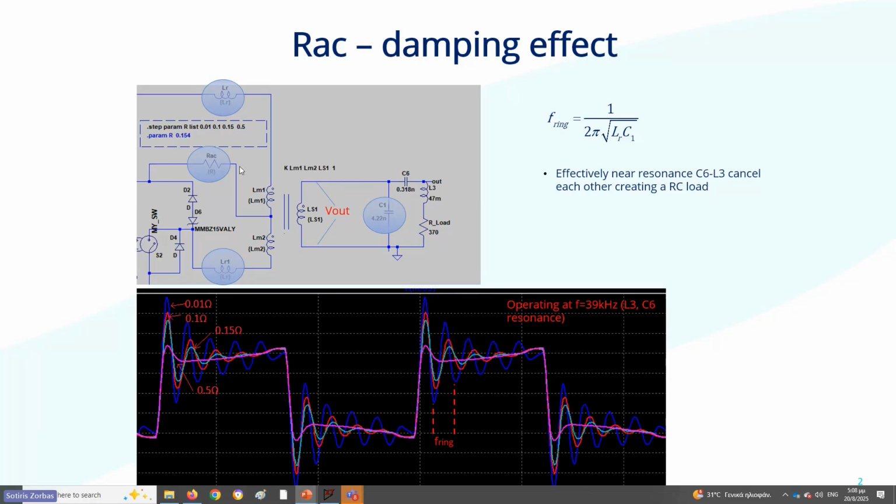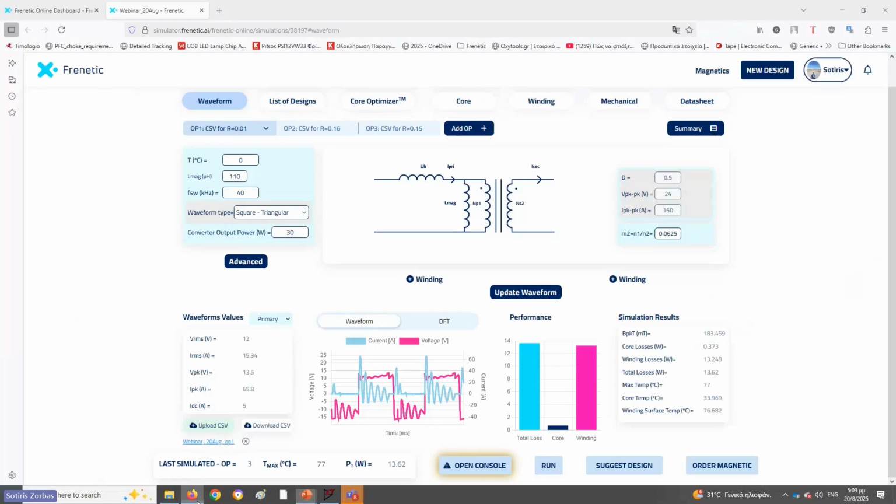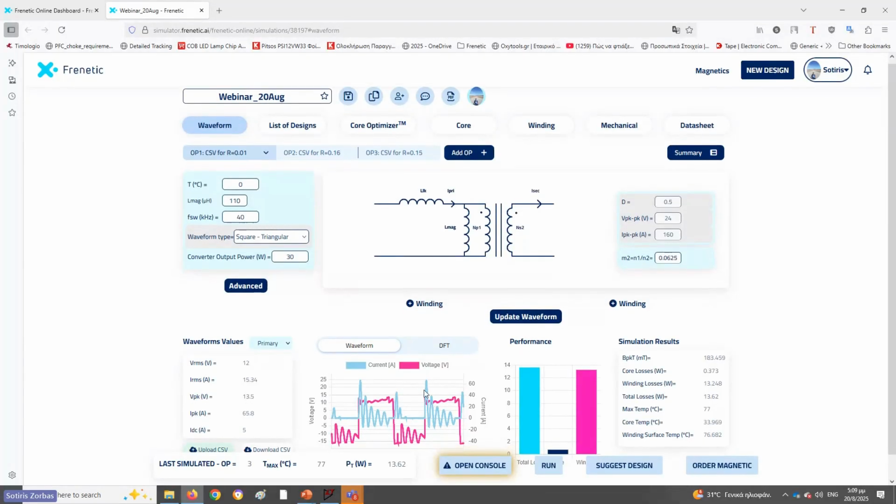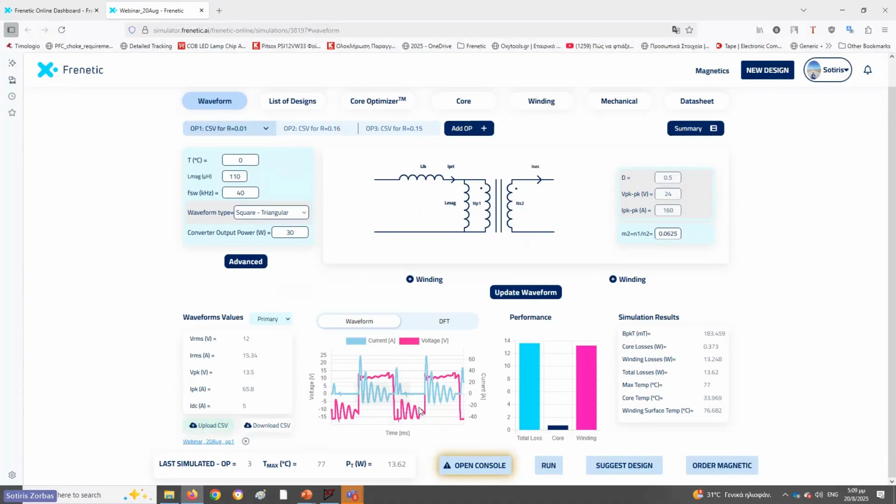So this is our starting point into Frenetic Online, because we will design this transformer as a custom design, starting up a custom design in Frenetic Online. And this is the operating condition 1. I have exported from LT Spice the CSV for this resistor to be 0.01 to get the waveforms and then start the actual design.